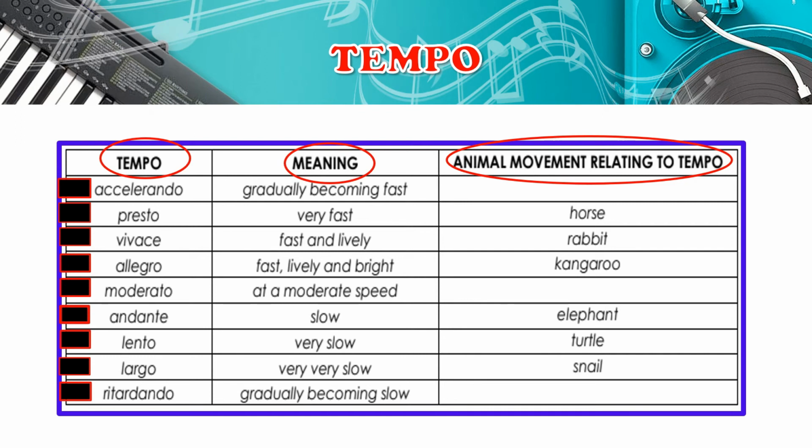The next one is lento. Very slow. Lento means very slow, like a turtle. And also, we have largo. Largo is very, very slow. Have you seen a snail crawling? That is largo. Now, it's like this.